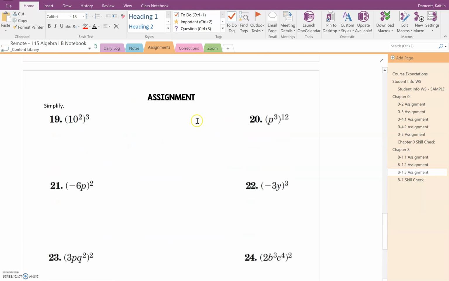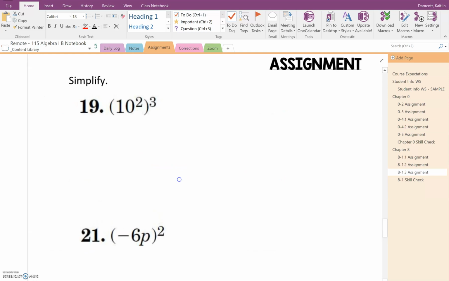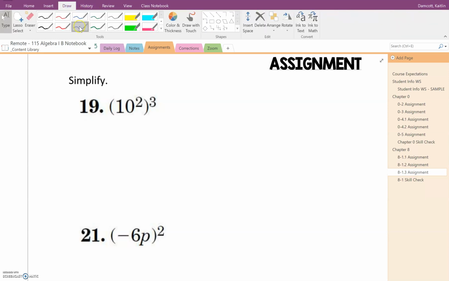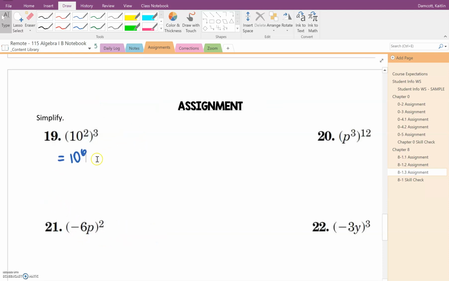All right, so on this assignment, I'm going to start with 19. This is an example of a power to a power. I know in the notes I showed how to do this with work, but you don't necessarily need to show the work. You just need to know you keep the base, so 10 is the base, and then 2 times 3 gives us 6. There are 6 of those base 10s. So that's the first one, and that's all you have to write. You keep the base and multiply the exponents.